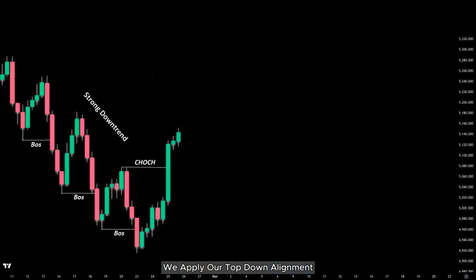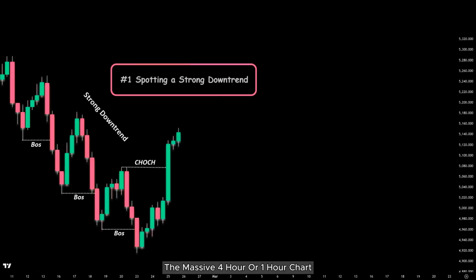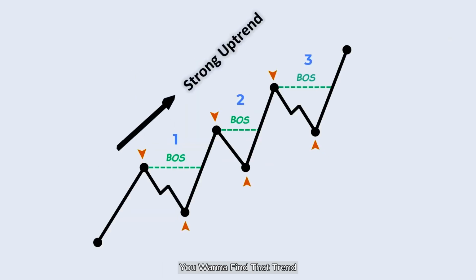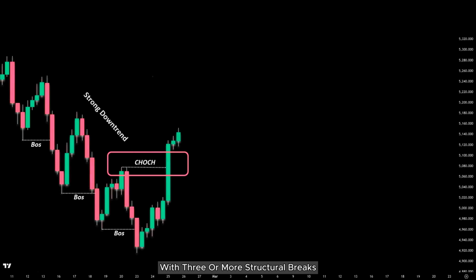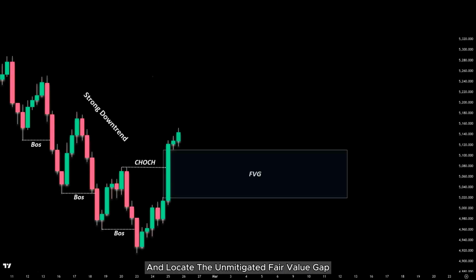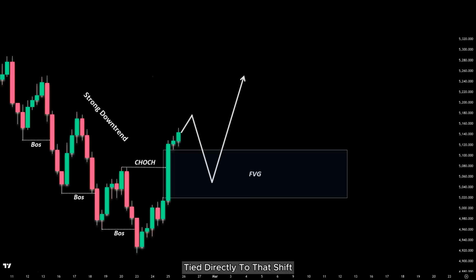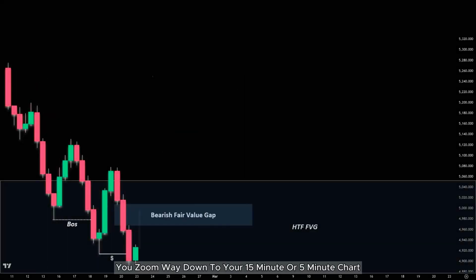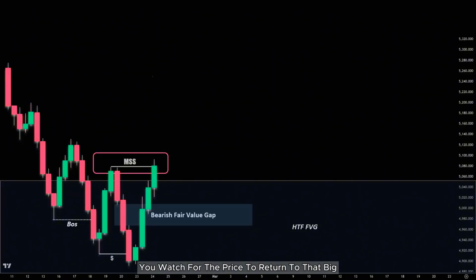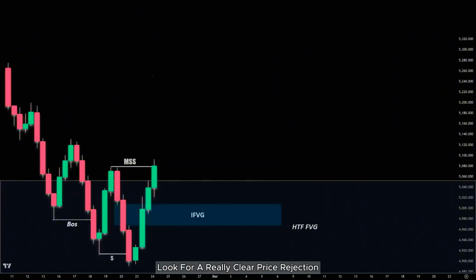Once again, we apply our top-down alignment. Step 1, look at your macro view, the massive 4-hour or 1-hour chart. You want to find that trend with 3 or more structural breaks. Spot the change of character and locate the unmitigated fair value gap tied directly to that shift. Step 2, you zoom way down to your 15-minute or 5-minute chart. You watch for the price to return to that big higher time frame gap, look for a really clear price rejection, and then wait for an inversion fair value gap to form.